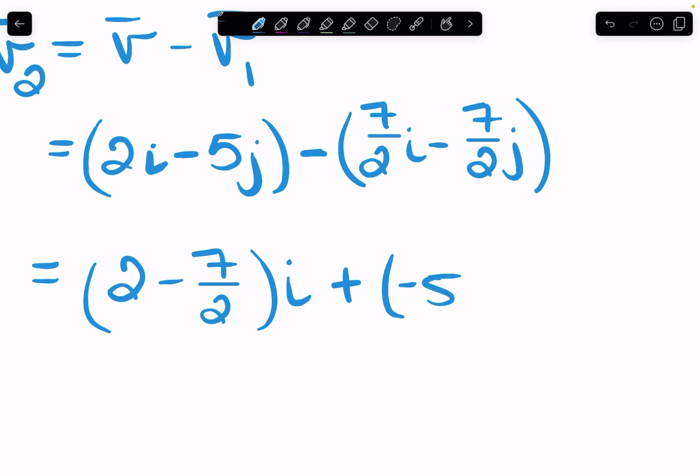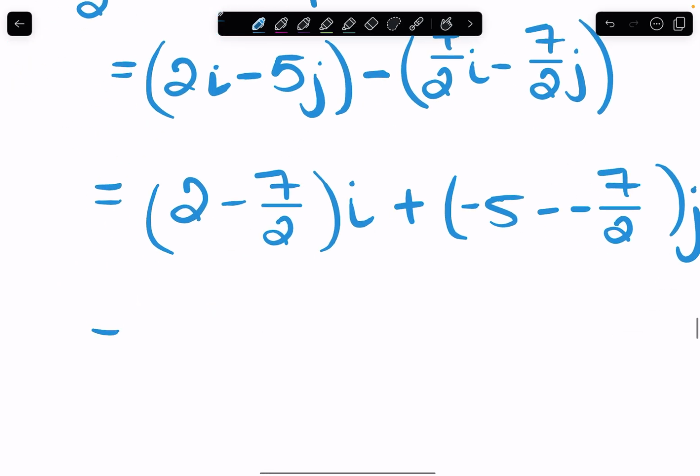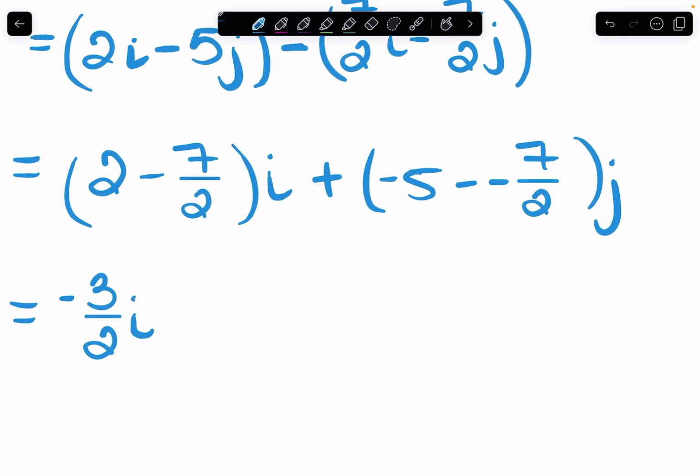So that would be -5 minus -7 halves. Forgot it was negative. Oh, j, yes, j. All right, so 2 minus 7 halves, -3 halves. And then -5 minus negative turns to a positive, so -5 plus 7 halves, -3 halves, j.